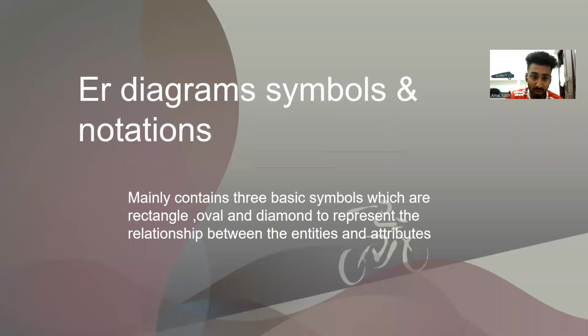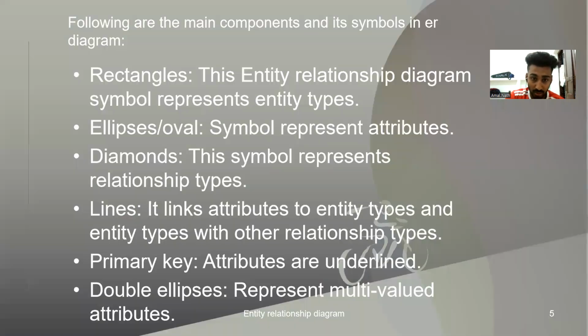Then ER diagram symbols and notations. Mainly, it contains three basic symbols which are rectangle, oval, and a diamond to represent the relationship between the entities and attributes. Then the following are the main components and its symbols in ER diagram. Rectangle stands for the entity and the symbol represents entity types. Then ellipse or oval represents the attributes, while the diamond represents the relationships.